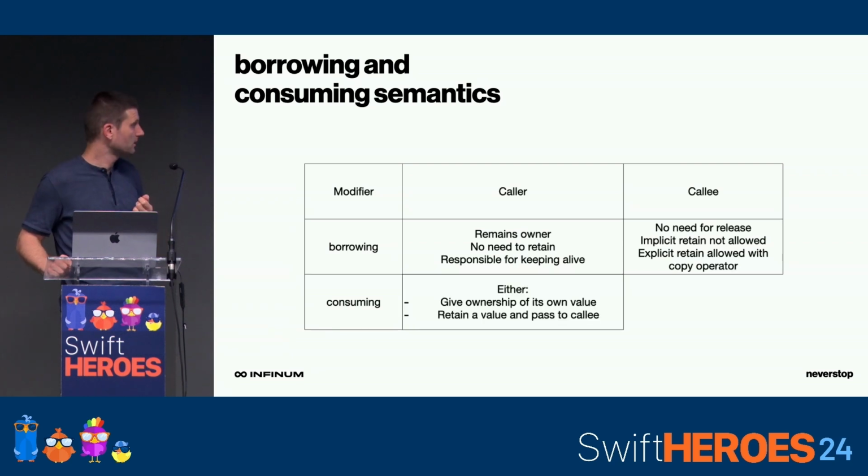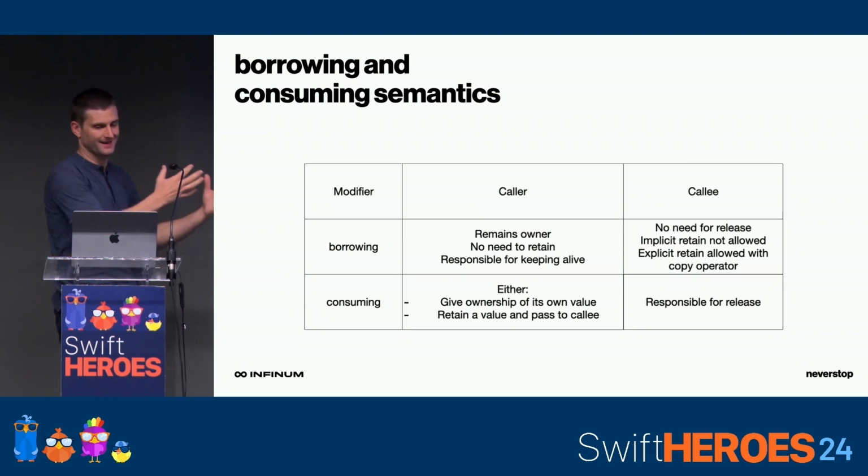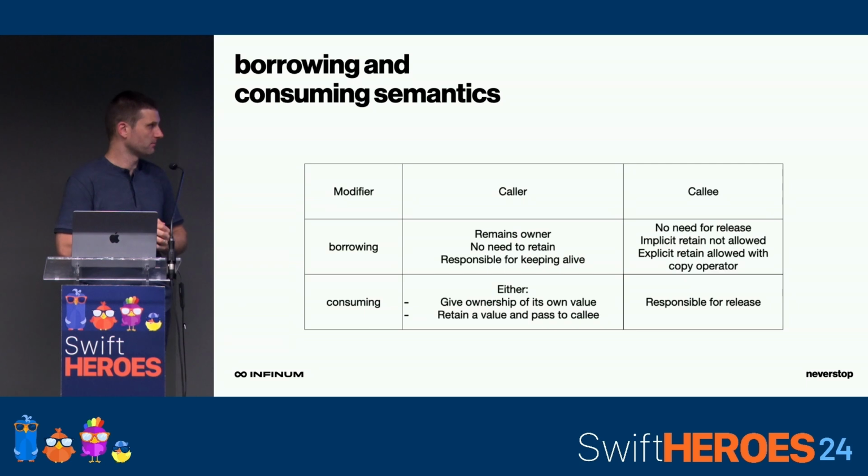For consuming, the caller can either give ownership of its own value if it doesn't need it anymore, or it can retain a value and pass it to the callee if it needs its own ownership. And on the callee side, the callee is only responsible for release. Again, coming back to our definition of ownership, that it's responsibility for release, and consuming indicates so.